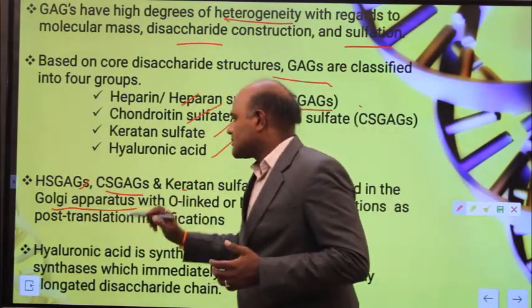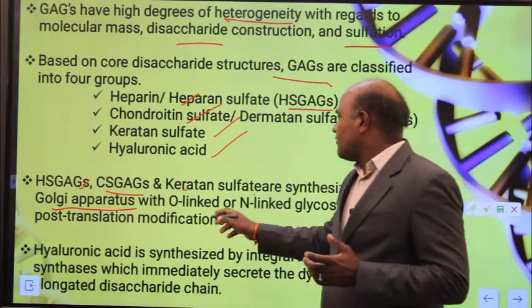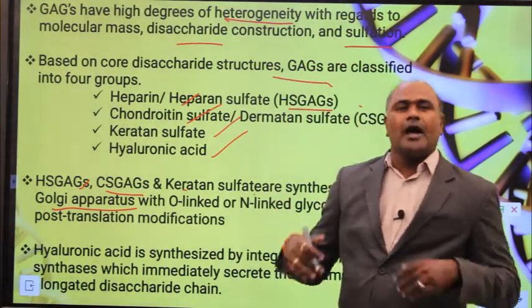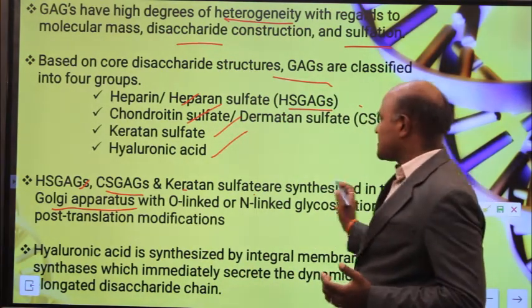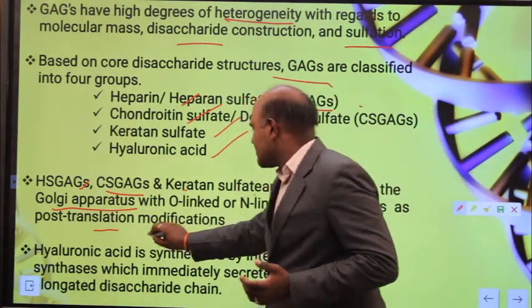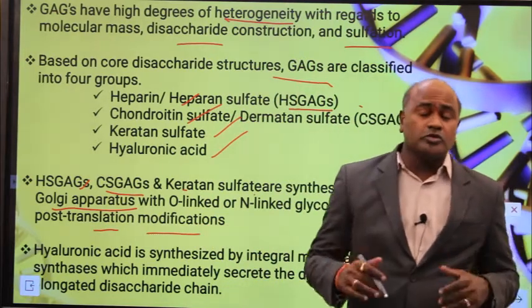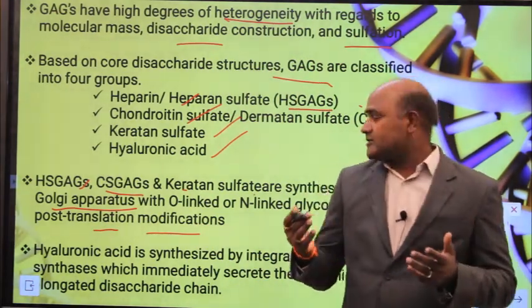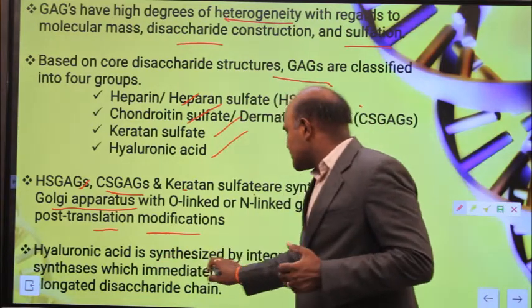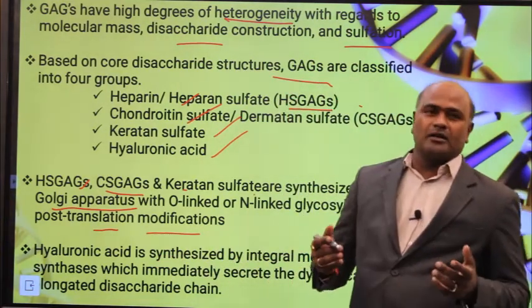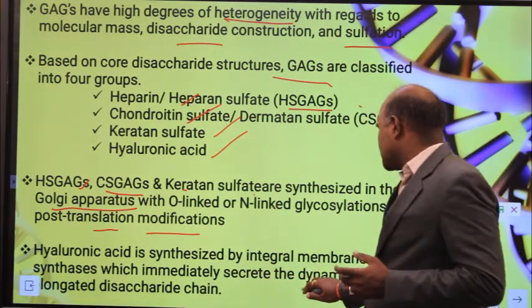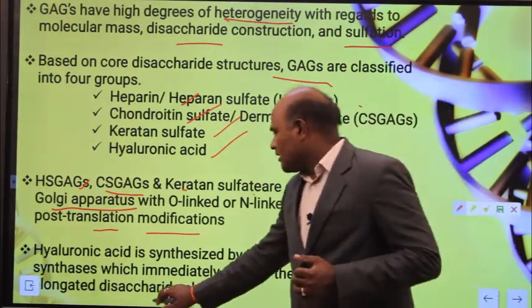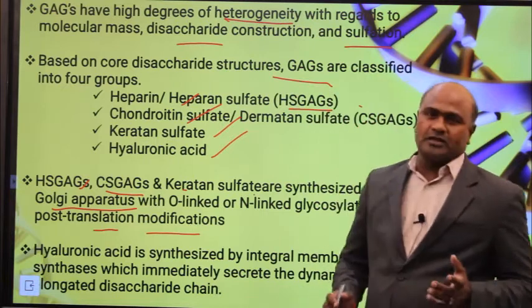These are synthesized in the Golgi apparatus, with O-linked and N-linked glycosylations as post-translational modifications. Hyaluronic acid is synthesized by integral membrane synthases, which immediately secrete the dynamically elongated disaccharide chains.